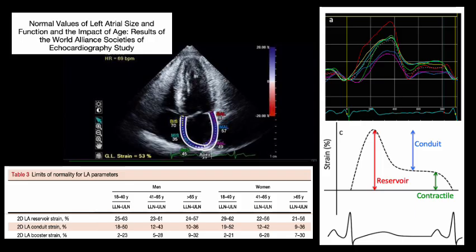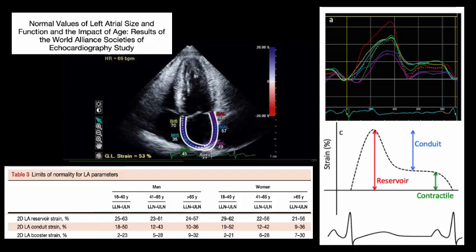Alright, so we're going to focus on LV mainly today, but there is utility for strain for LA and also RV, and that's something you guys need to know. LA strain is much easier to do, much easier to understand. You have 3 values that will come out: reservoir, conduit, and contractile. Reservoir is the most important one, basically how much the LA can hold.